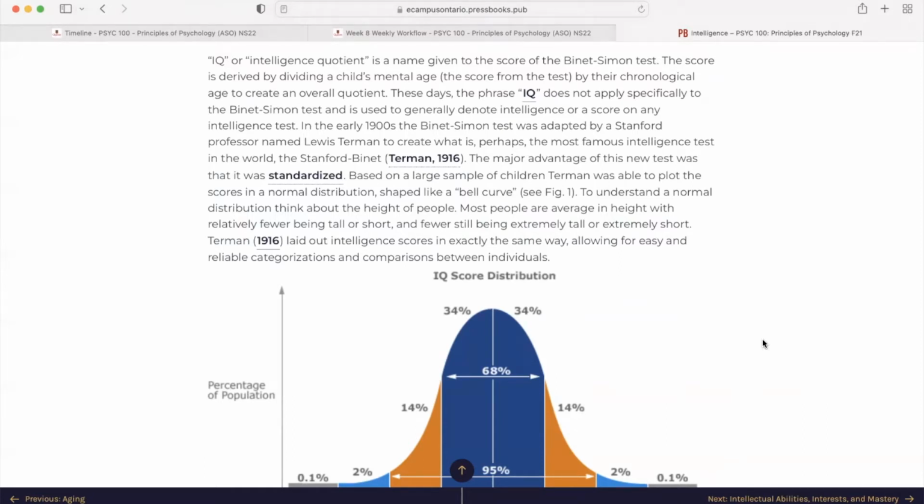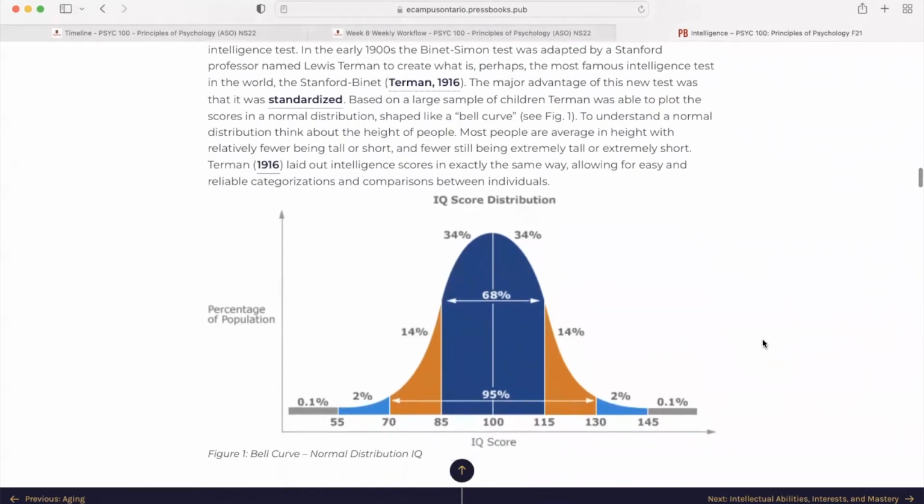In the early 1900s, the Binet-Simon test was adapted by a Stanford professor named Lewis Terman to create what is perhaps the most famous intelligence test in the world, the Stanford Binet. The major advantage of this new test was that it was standardized. Based on a large sample of children, Terman was able to plot the scores in a normal distribution shaped like a bell curve.